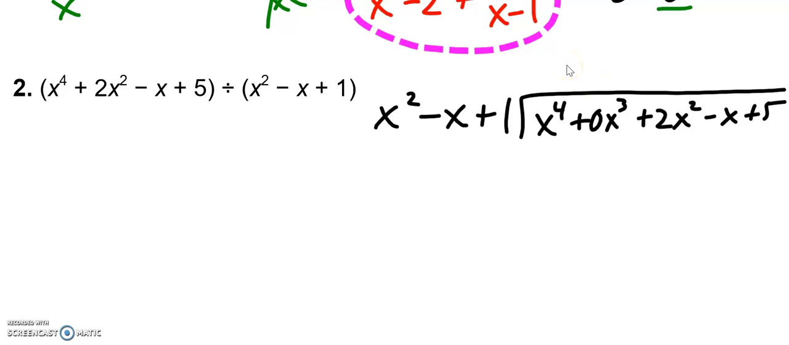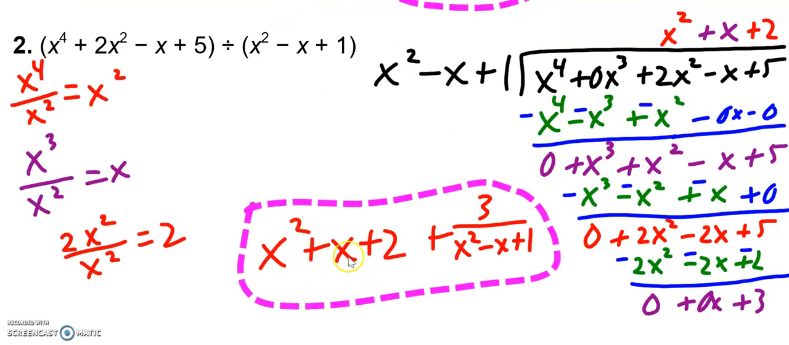Okay, so go ahead and try this. Pause the video, unpause when you're ready to check, or if you get stuck. That's okay. That's why we practice. Okay, so here I got x squared plus x plus 2 plus 3 over x squared minus x plus 1. How do I get that, if you're confused?